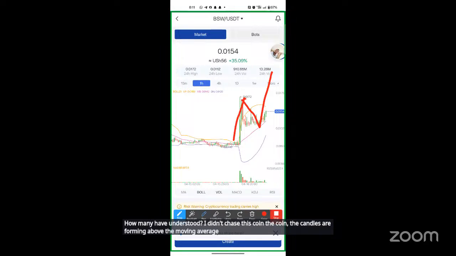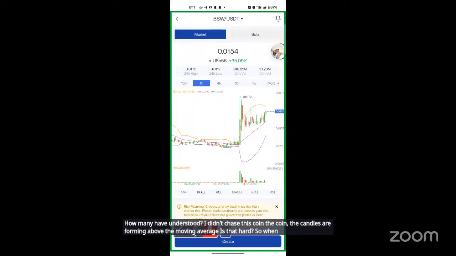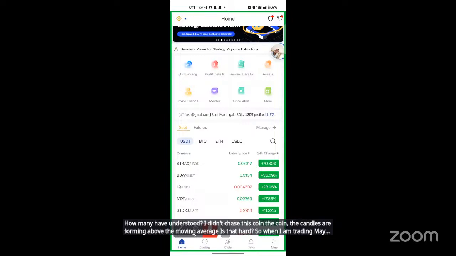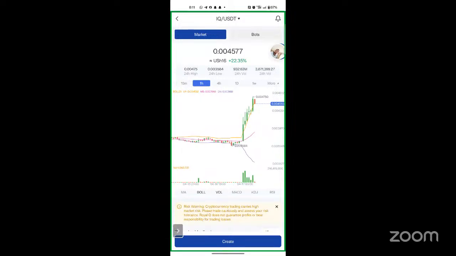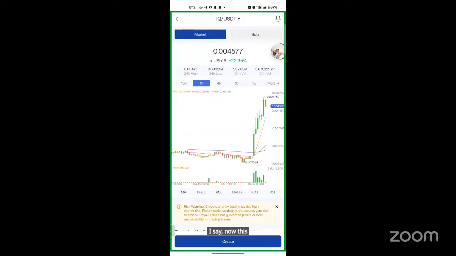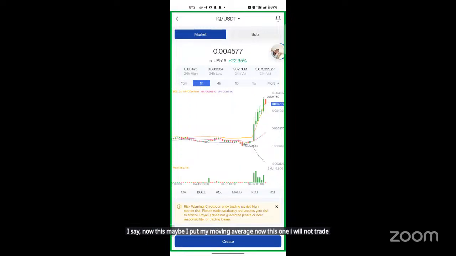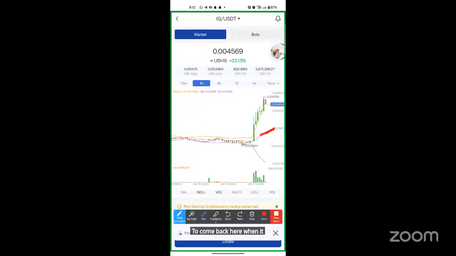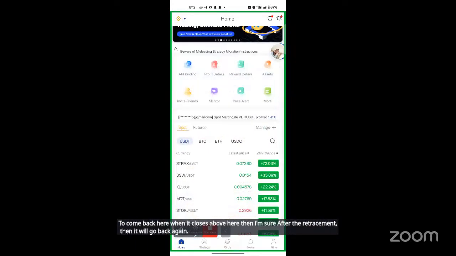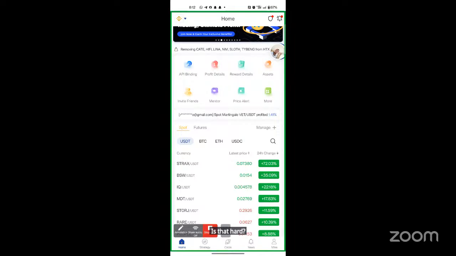Is that hard? So when I am trading, I don't quarrel. I open a coin. I say, now this one, maybe I put my moving average. Now this one, I will not trade. I put on the Bollinger Band. I say, I'm waiting for this coin to come back here. When it closes above here, then I'm sure after the retracement, it will go back again. Is that hard? It is simple.